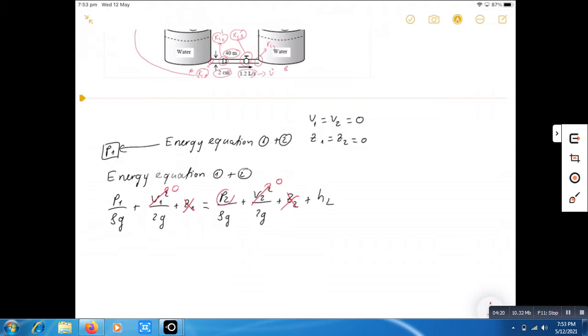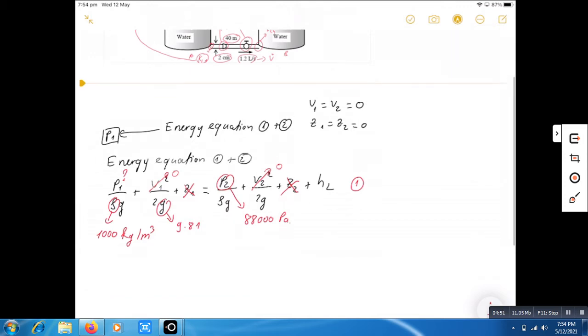P2 here is 88 kPa, or 88,000 Pascal. Density is 1,000 kilogram per meter cubed, and gravity is 9.81. We have to find P1. I call this equation 1. If you look at equation 1, to find P1, you have to know the head loss, hL.